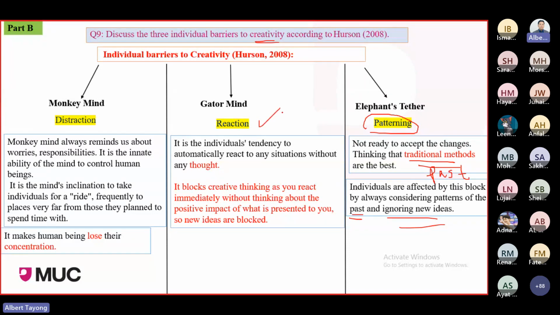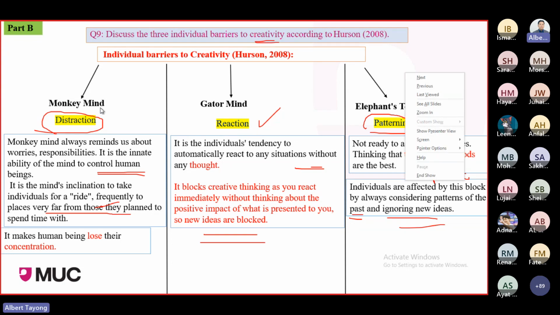Here you are reacting immediately without thinking. So it blocks creative or new ideas. Here you are being disturbed, distracted because of the mind's ability to control human beings, taking you somewhere, okay? Taking you to some places. For example, you are trying to focus on a project and you cannot concentrate because you are thinking about something else. That is your monkey mind trying to disturb you.